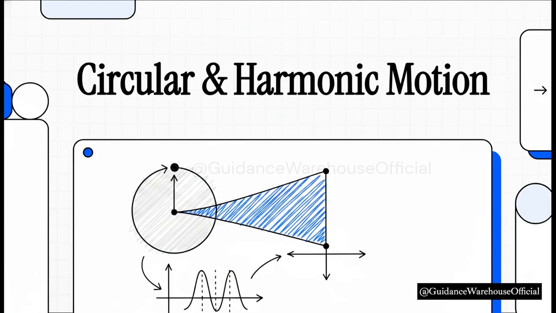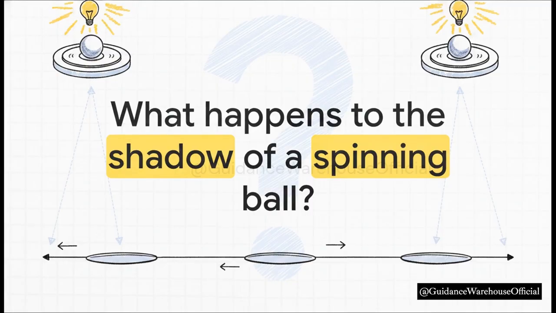Okay, close your eyes for a second and picture this. Imagine you've got a bright overhead light shining straight down on a record player, and there's a little ball sitting right on the outer edge of the turntable. As it spins, look down at the floor. What is the ball's shadow actually doing?